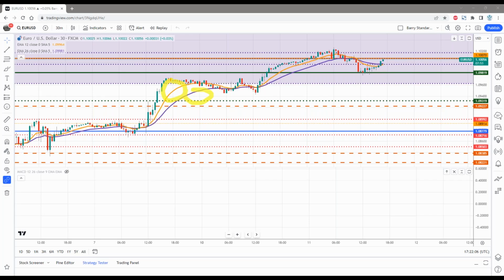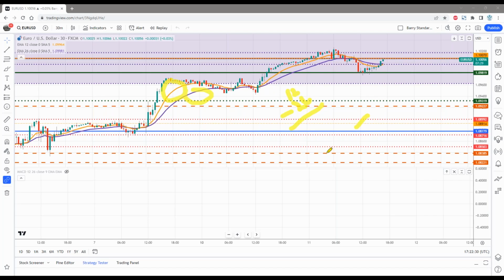So MACD starts out by taking the 12 period moving average and subtracting the 26 period moving average. And what would it give you? If the 26 period moving average was larger than the 12 period moving average, it would always come out at least to a negative number.